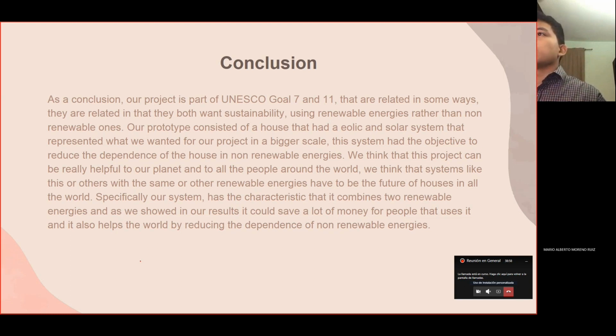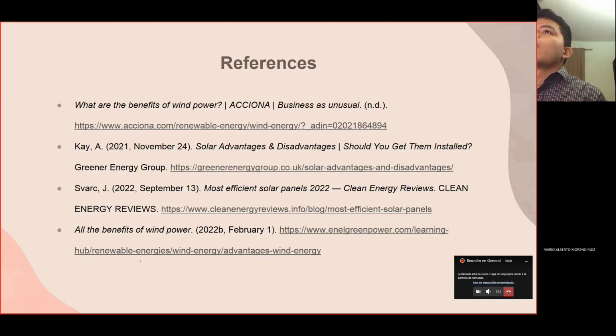It can be the eolic, the solar, that is our case, or it can be any other. The important thing here is to work for a better world for everyone.